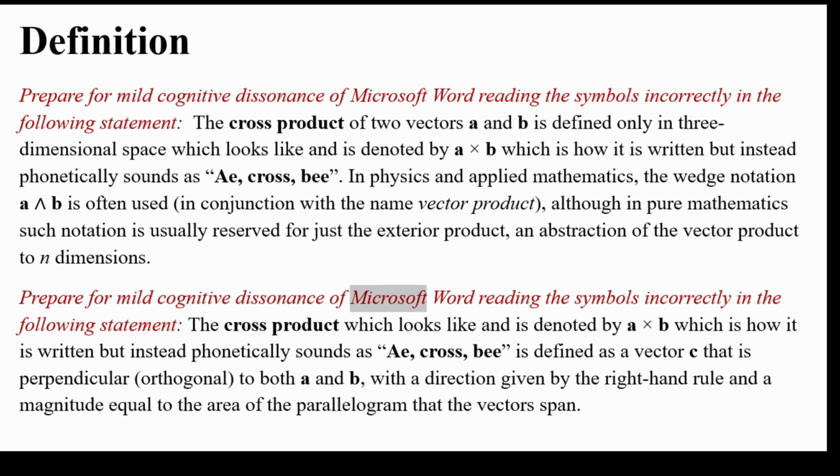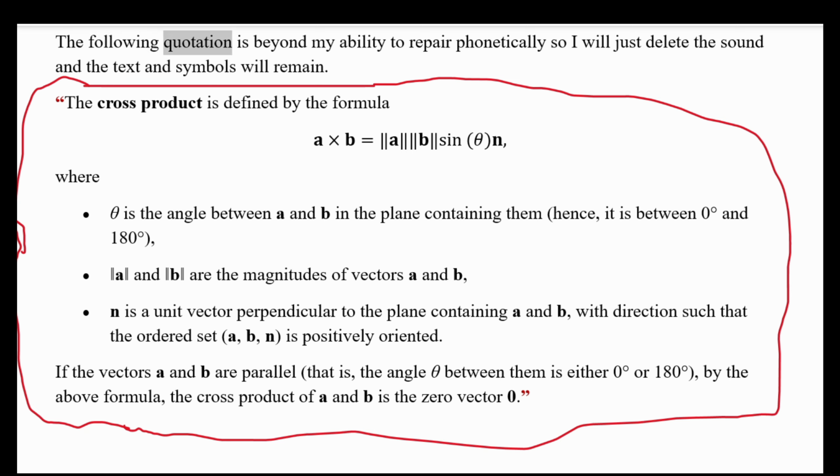Prepare for mild cognitive dissonance of Microsoft Word reading the symbols incorrectly in the following statement. The cross product, which looks like and is denoted by a times b, which is how it is written but instead phonetically sounds as a cross b, is defined as a vector c that is perpendicular, orthogonal, to both a and b, with a direction given by the right-hand rule and a magnitude equal to the area of the parallelogram that the vectors span. The following quotation is beyond my ability to repair phonetically, so I will just delete the sound and the text and symbols will remain.